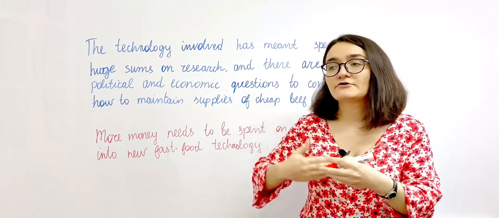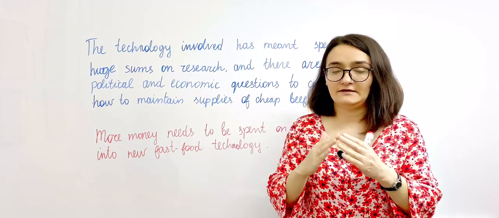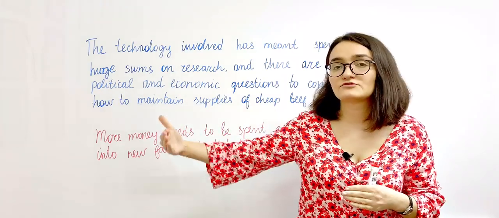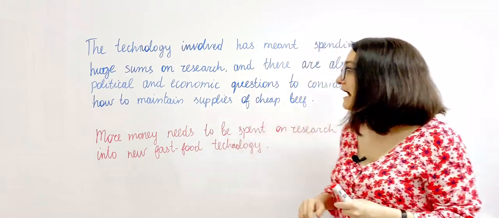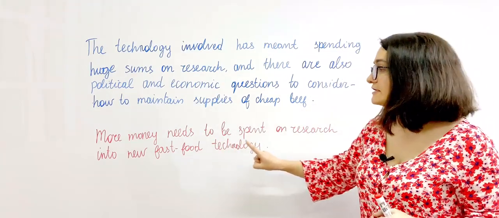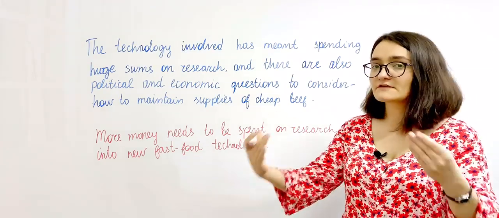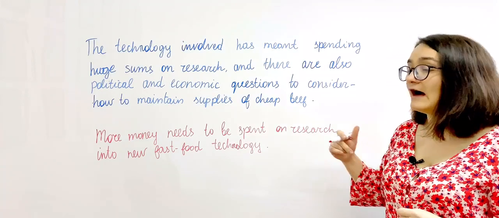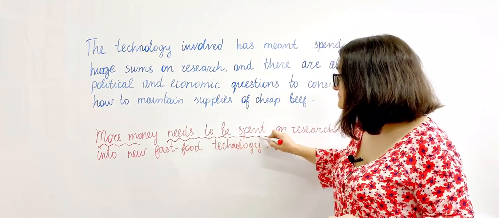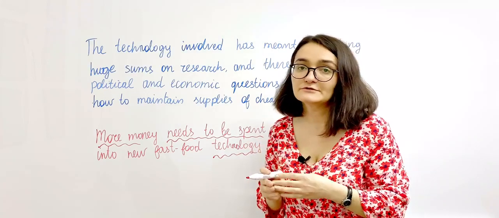I mean the statement in the question is partly confirmed in the passage, but there is no information about another part of the question. Let's say our question is: more money needs to be spent on research into new fast food technology. Here again, the first thing we should do is find our keywords, and our keywords are more money, needs to be spent, and also technology, because we can easily find these kinds of words.